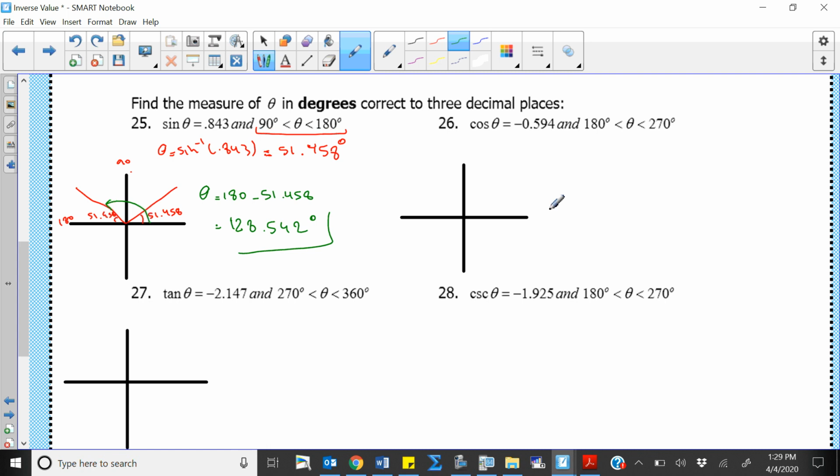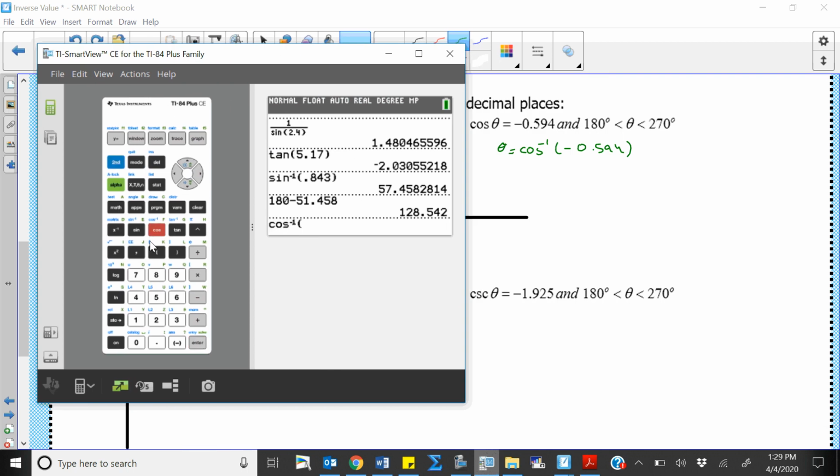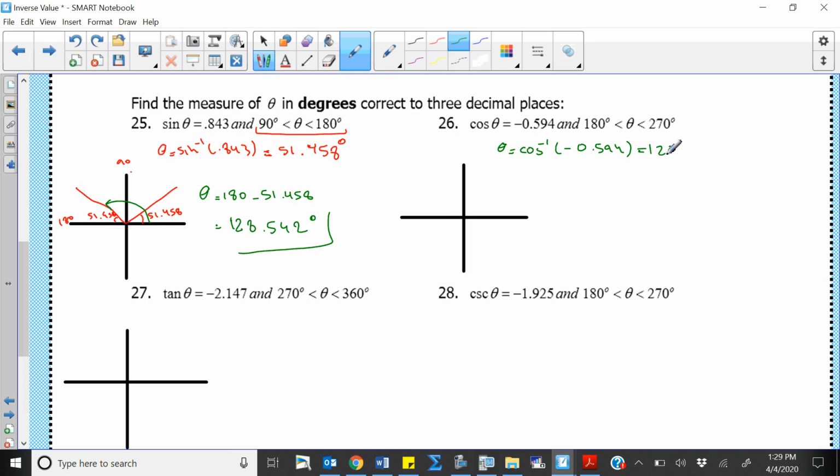Okay, let's do another example here. Cosine of theta is equal to this value. So theta will be cosine -1 of -0.594. I'm going to use my calculator first. Cosine -1 of -0.594 is equal to 126.4413.